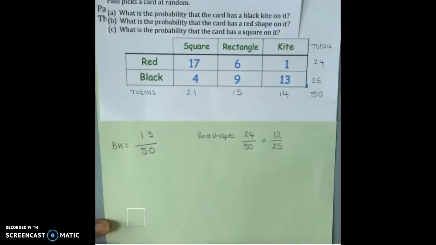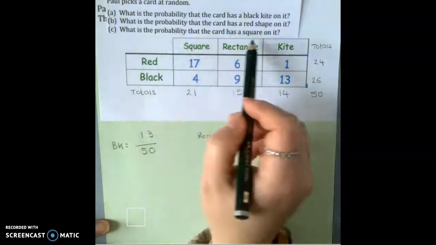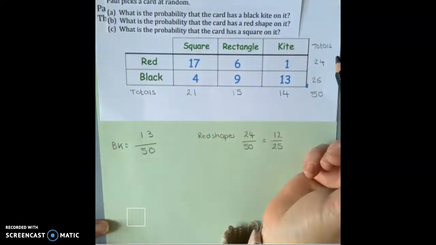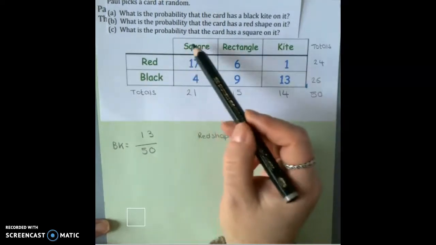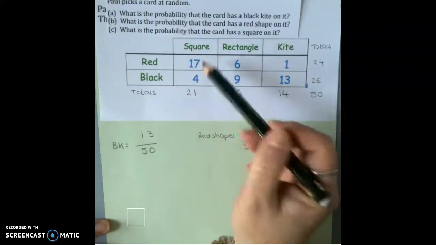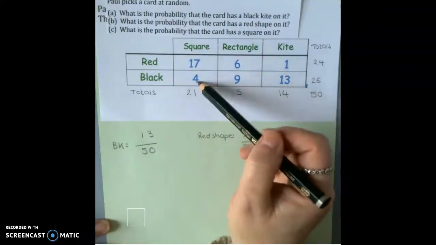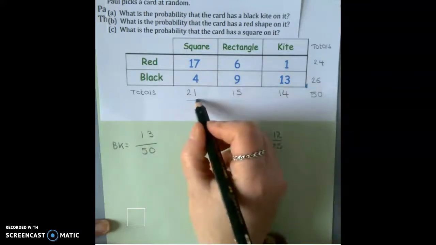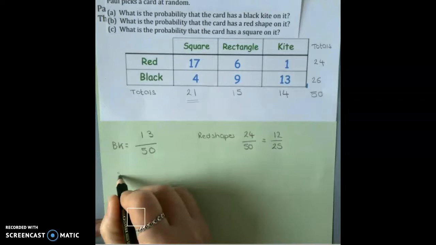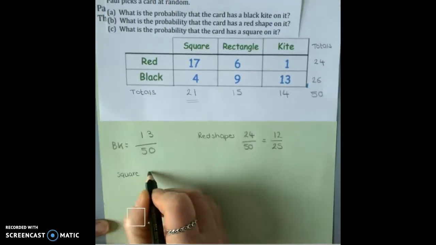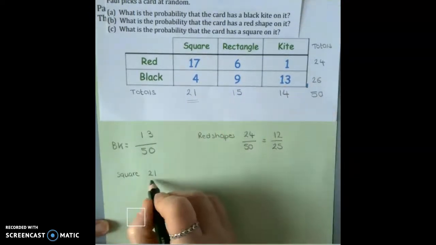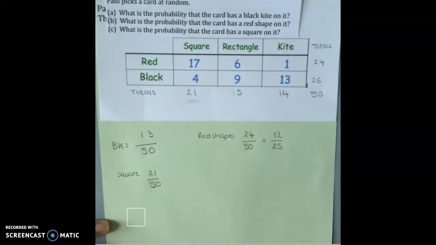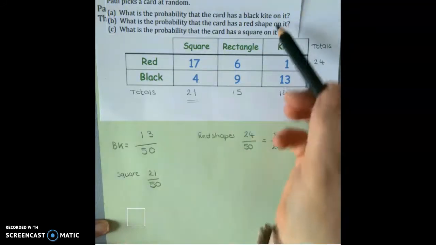Okay. Now the final question says, what is the probability that the card has a square on it? Okay, so it doesn't matter what the colour is this time, but it's about the shape. So there were 17 red cards that had a square and there were 4 black cards that had a square. So all the cards in total that had a square were 21. And again, 21 of the cards out of the 50 had a square on them. So that is how you work out the probabilities for these different questions here.